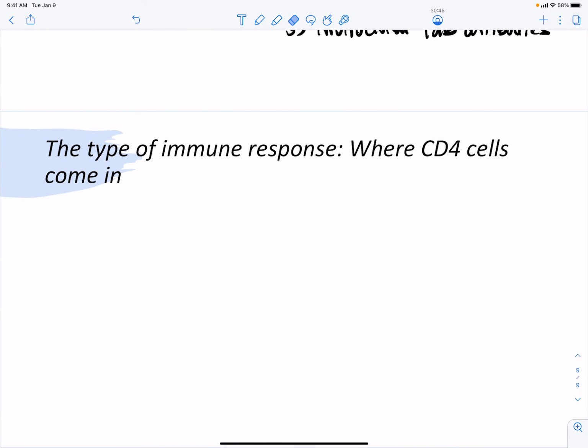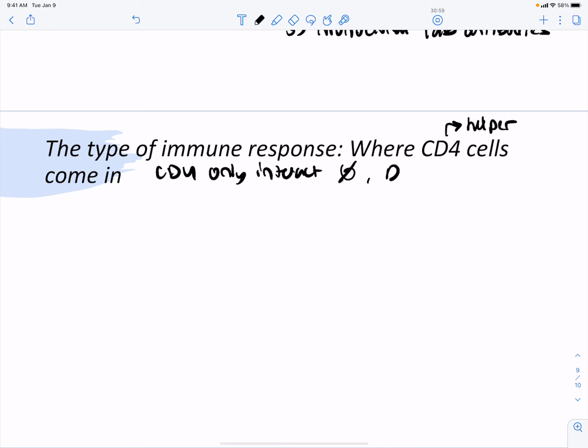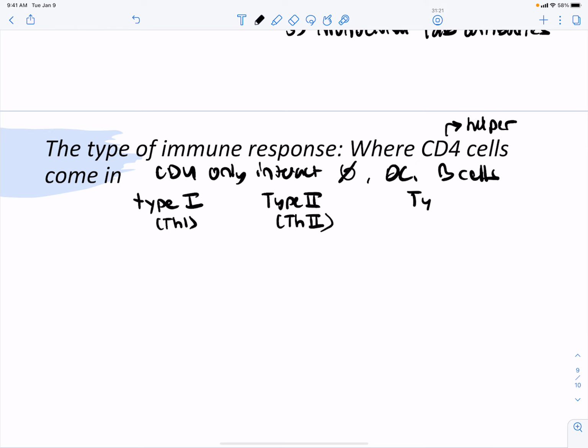Okay, and lastly, just a little bit on those helper cells. So I keep saying that they're helper cells. We know that they can only interact with, so our CD4s only interact with our macrophages, dendritic cells, and B cells. So what is really going on with these helpers? So I want to bring up a few different types. We have different types of helpers. We have a type 1 helper, which we call Th1. We have a type 2 helper that we call Th2. The H is for helper. And we have a type 3 helper, Th3.